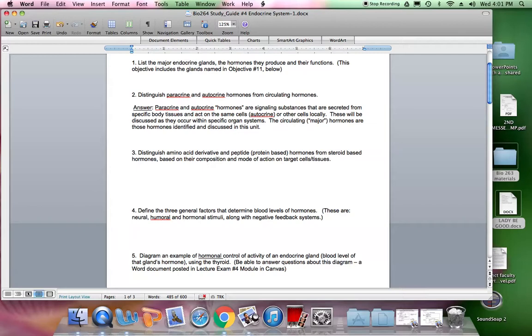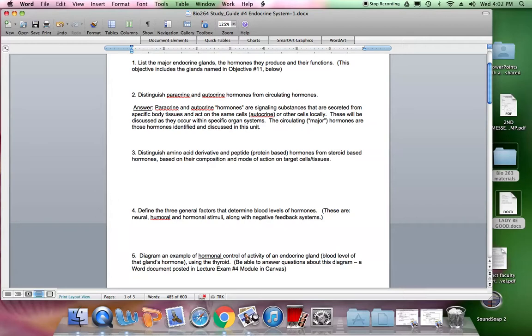Then we have steroid-based hormones. And remember, steroid-based hormones include only the adrenal cortex hormones. Those are all steroid-based or lipid-based. And then it also includes the gonadal hormones, such as testosterone in males, and then estrogen and progesterone in females. So those are all steroid-based hormones. All the other ones are protein-based.